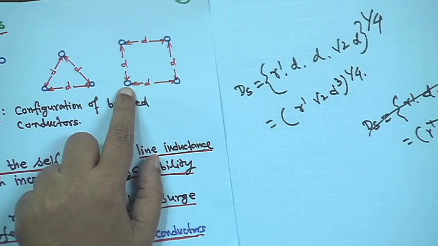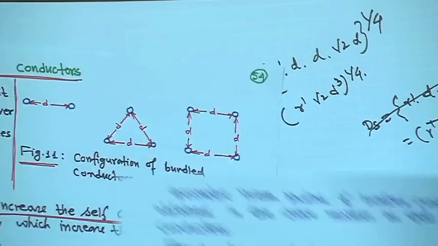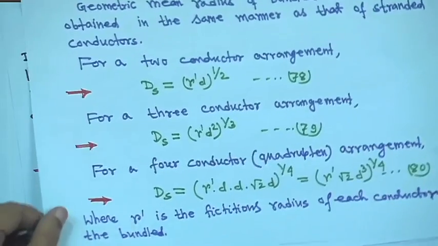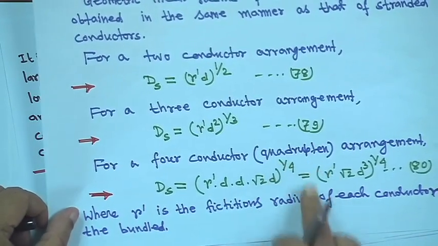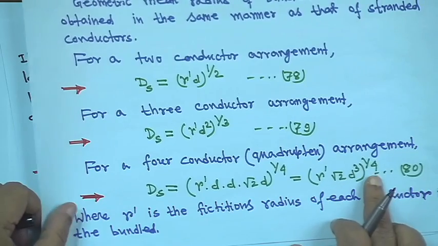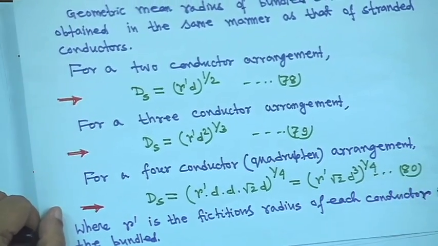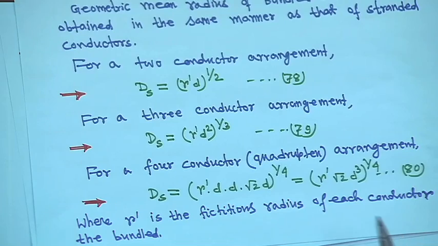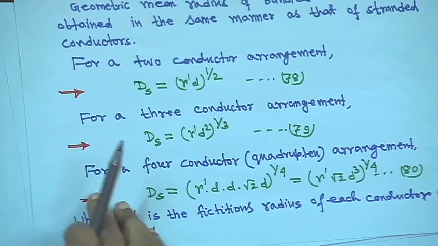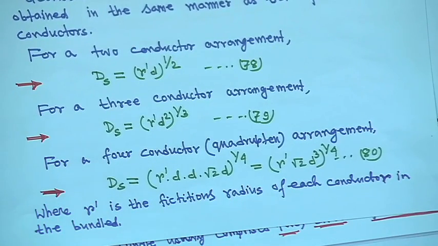So, that is why, for the 4-conductor case, that is quadruplex, it comes as r dash root 2 d cube to the power 1 upon 4, where r dash is the fictitious radius of each conductor in the bundle. So, that is the self GMD of this kind of configuration that you have to find out.